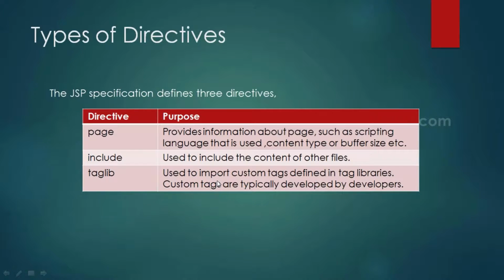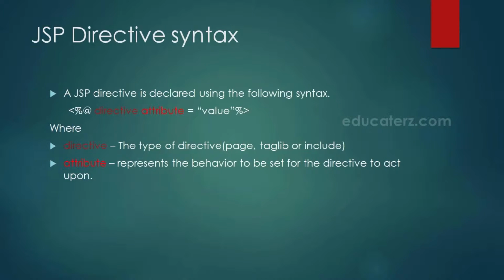So there are basically three directives: page, include, and taglib directive. Page directive provides information about the page, what type of language we are using, what content type we are mentioning, buffer size, etc. Include directive is used to include the content of other files into the current JSP file. Taglib directive is used to import custom tags defined in tag libraries. These custom tags are typically developed by the programmers.